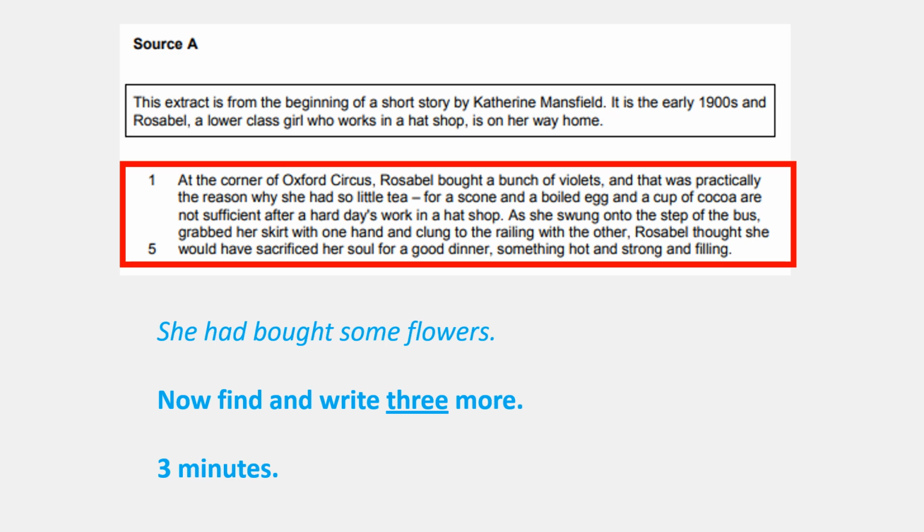Rosabelle bought a bunch of violets. I've written down Rosabelle, or she had bought some flowers. Rosabelle had bought some flowers. Rosabelle had bought some violets. Anything like that would have got you marks.